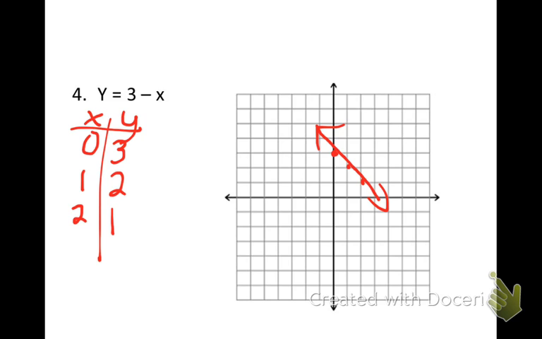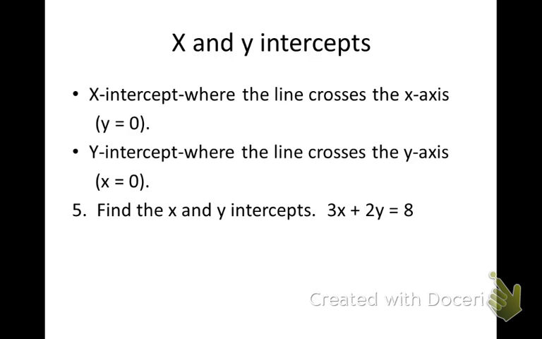And that's it. Alright, now we're going to talk about something else called the x and y intercepts. Y-intercept is going to be very important later on, but the x-intercept is where the line crosses the x-axis. So let me sketch a graph here. This would be the point right here where that crosses the x-axis. That's the x-intercept. Then the y-intercept is where the line crosses the y-axis. So it would be this point right here.